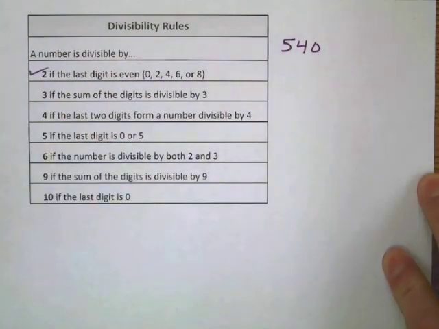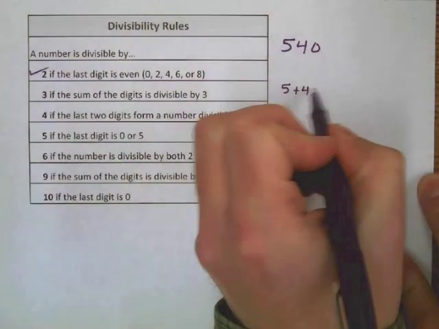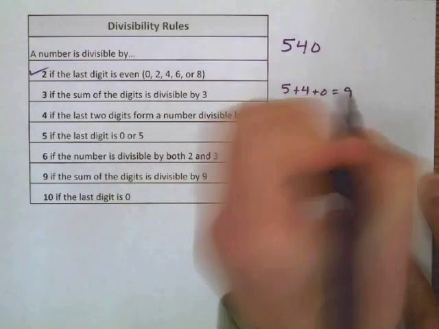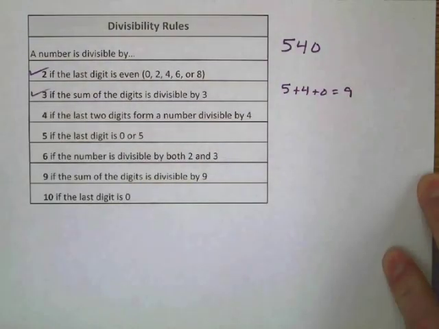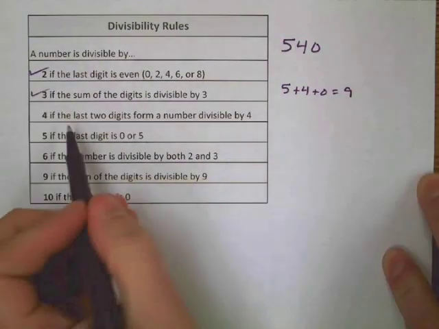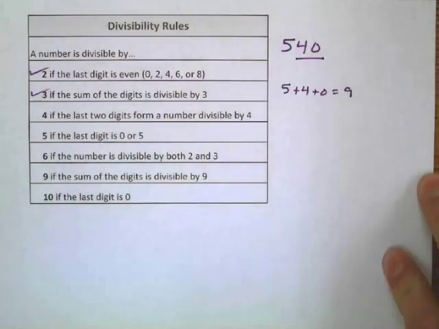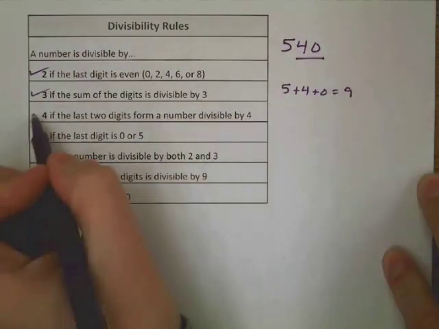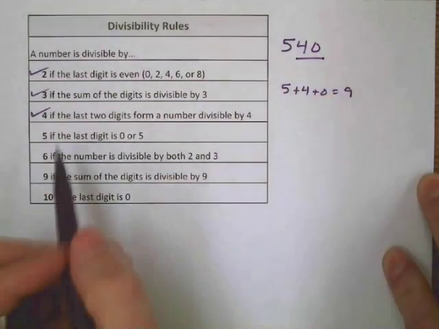Are the sum of the digits divisible by 3? Well, let's see. 5 plus 4 plus 0 equals 9. 9 is divisible by 3, so the whole number is divisible by 3. The last two digits form a number divisible by 4. The last two digits are 40, and 40 is divisible by 4. So yes, 40 divided by 4 is 10, so 540, the whole thing is divisible by 4.